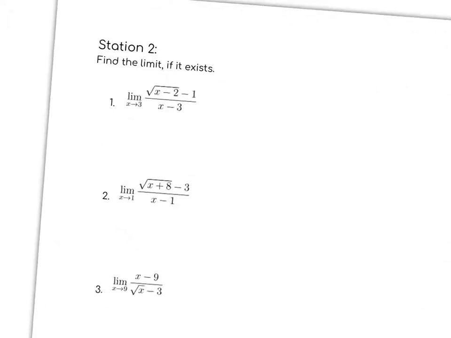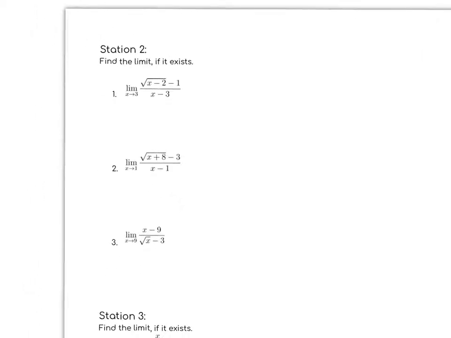All right, next up, if you're not taking AP credit, you can kind of ignore this section in terms of the math you have to do. For Station 2, these are all going to be conjugate limits. You could also do these with L'Hopital's, but it would come out messier, although if this is a real problem for you, L'Hopital's may be the best way to do this.